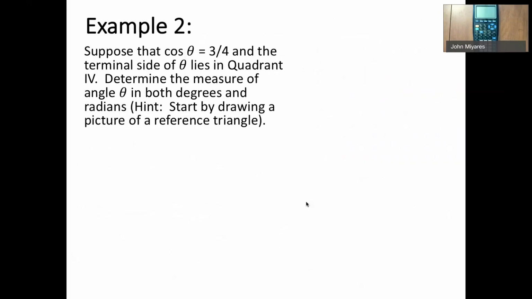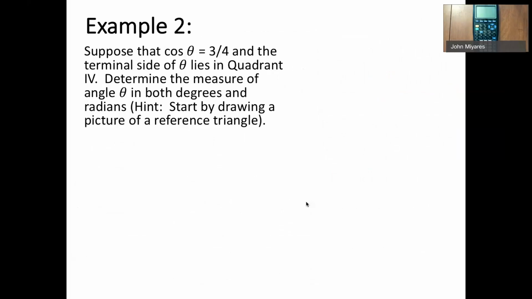Here's another example that we can start together, but then we can pause in the middle to see if you can do this one on your own. Suppose the cosine of angle theta is 3/4 and the terminal side of theta lies in quadrant 4. Determine the measure of angle theta in both degrees and radians.